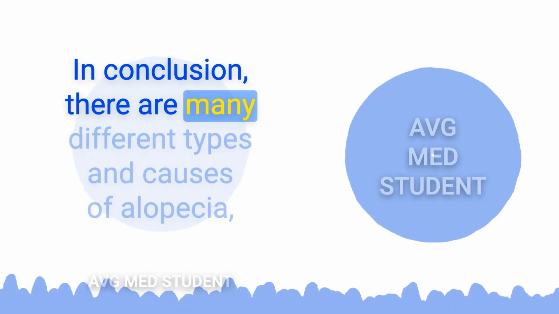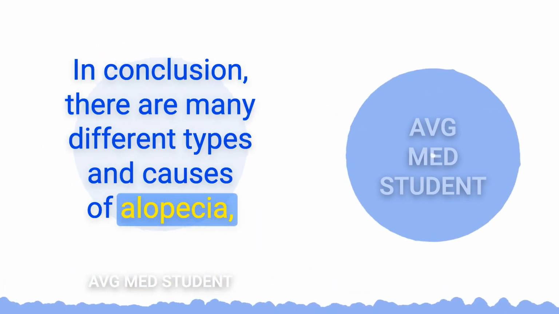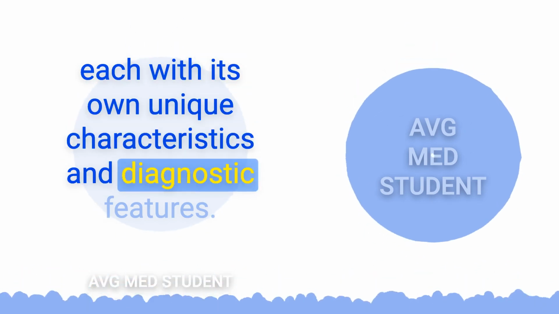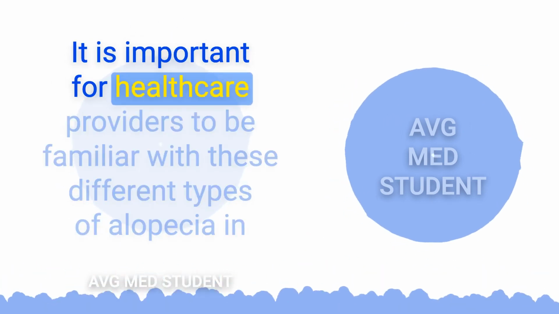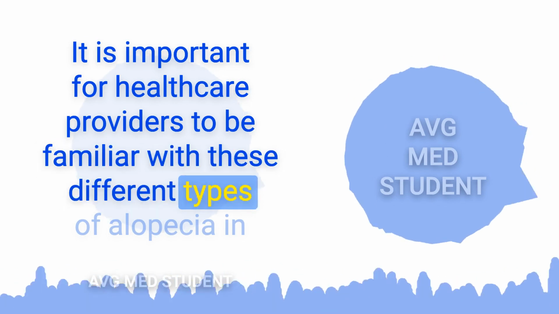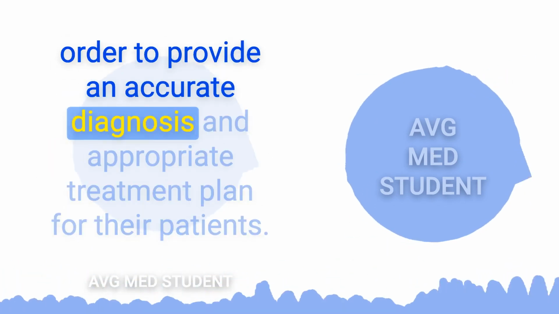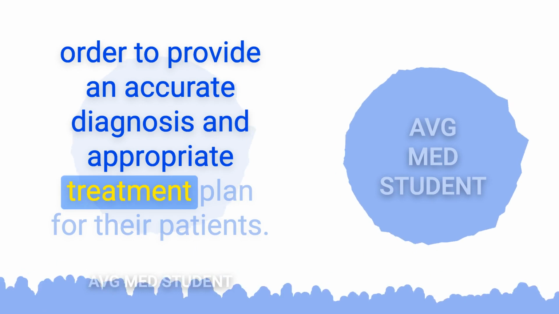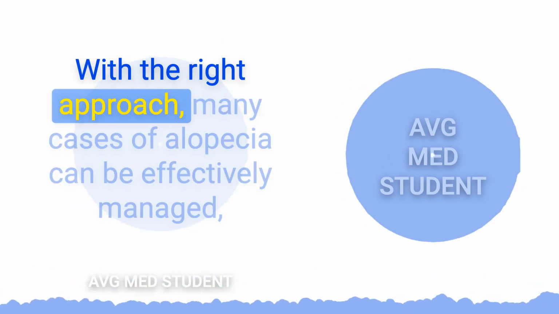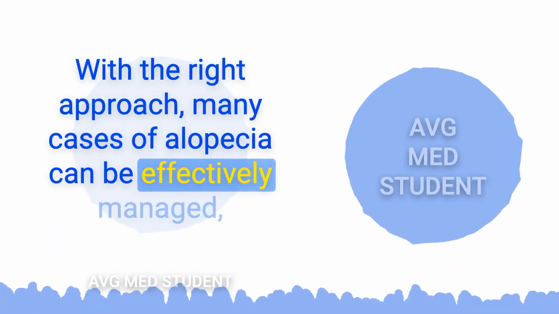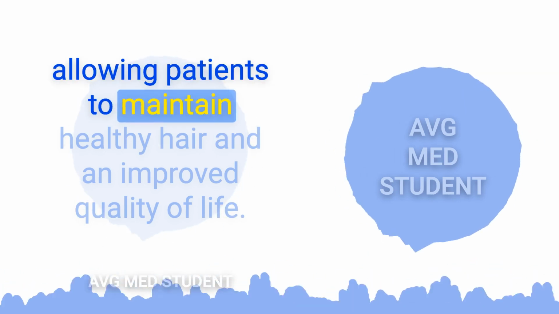In conclusion, there are many different types and causes of alopecia, each with its own unique characteristics and diagnostic features. It is important for healthcare providers to be familiar with these different types of alopecia in order to provide an accurate diagnosis and an appropriate treatment plan for their patients. With the right approach, many cases of alopecia can be effectively managed, allowing patients to maintain healthy hair and an improved quality of life.